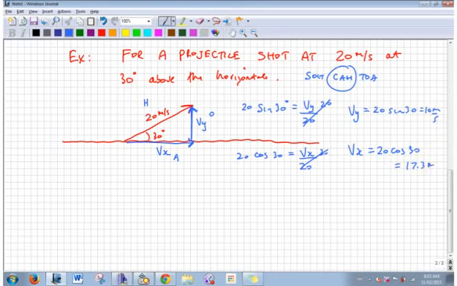And why would I want to know that component? Well, yeah, that tells me how far along the ground this thing goes. If I know the time it takes vertically before it hits the ground, well, isn't that how long it's going to go from here to here? It is, okay? But we're not in kinematics yet.